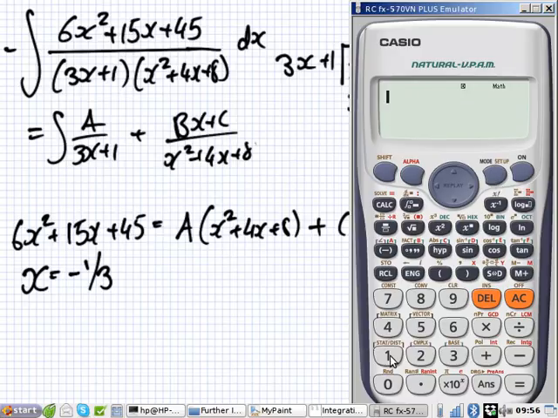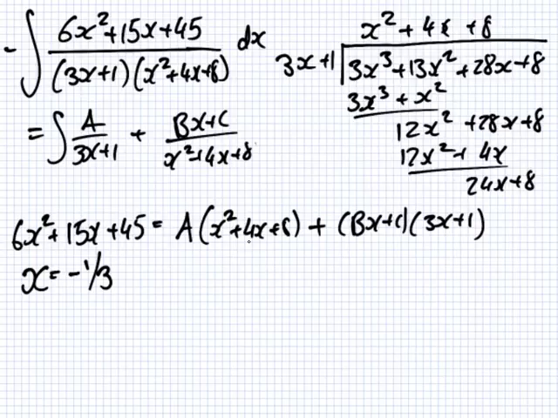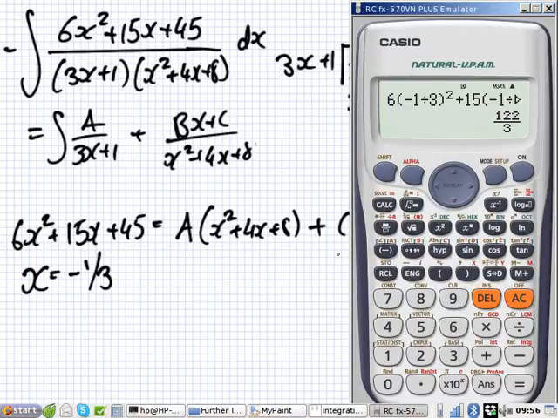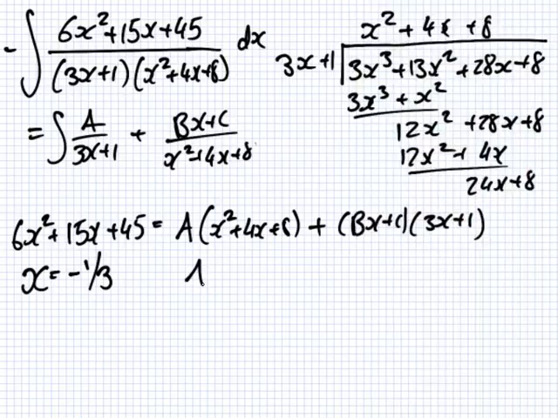Substituting x equals minus 1 over 3: 6 minus 1 over 3 squared plus 15 times minus 1 over 3 plus 45, and that will cancel, so I have to divide by that one, divided by minus 1 over 3 squared plus 4 times minus 1 over 3 plus 8. I get 6 for the a.